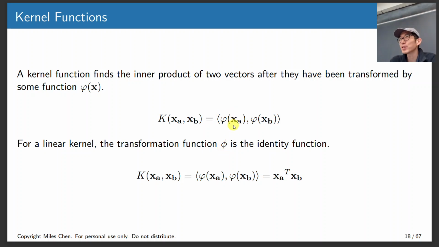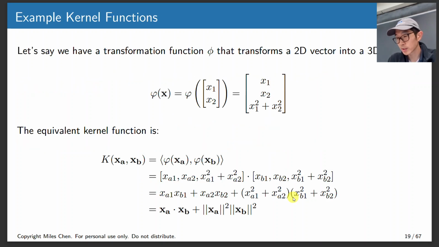So you have this function applied to xa, it transforms it. You apply the function to xb, and it transforms it. And then you take the inner product of that, and that's that. For the linear kernel, the transformation function is basically nothing. It's the identity function. So you just have the inner product of xa and xb, which is the same thing as xa transpose xb. It's basically the dot product of the two vectors xa and xb.